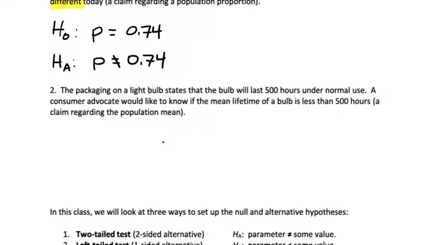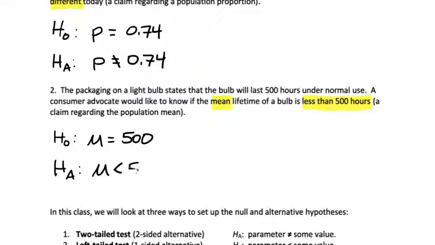Number 2 says the packaging on a light bulb states that the bulb will last 500 hours under normal use. A consumer advocate would like to know if the mean lifetime of a bulb is less than 500 hours. So again, we're talking about a mean here, so I'm going to use the symbol mu. And my null hypothesis is that the mean is equal to 500. Always use an equal sign for the null hypothesis. My alternative hypothesis, now in this case, the consumer advocate would like to know if the mean is less than 500 hours. So for my alternative hypothesis, it's going to be mu is less than 500.